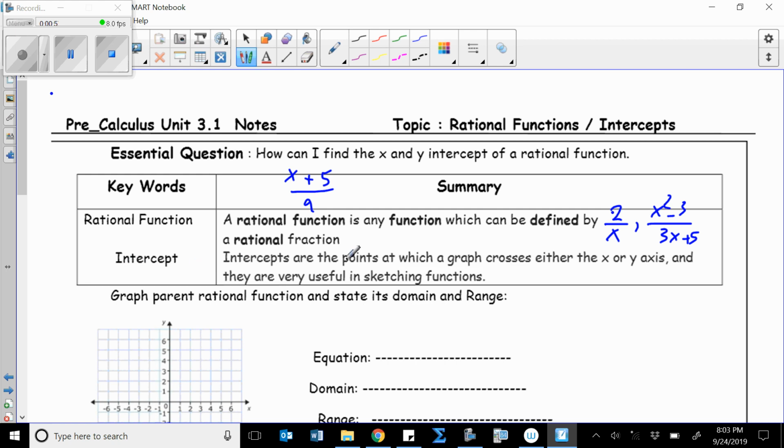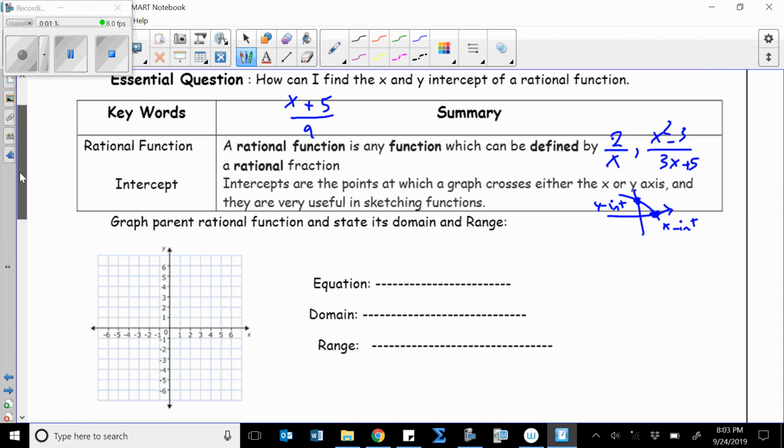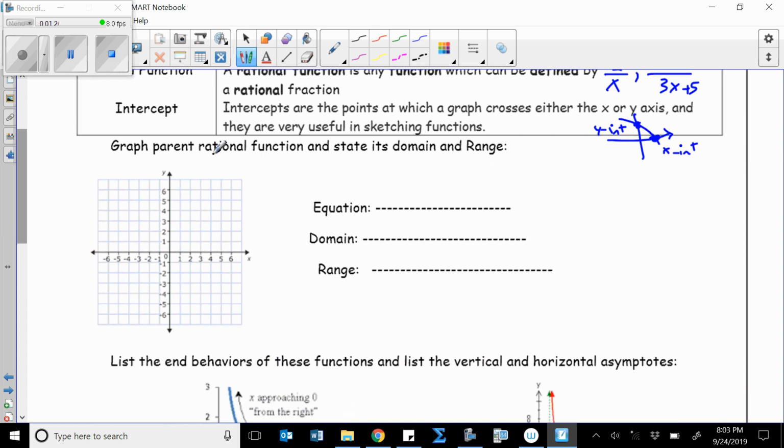Intercepts are the points at which a graph crosses either x or y axis. For example, if this is my graph, this point that my graph is crossing the x-axis is called x-intercept, and this one which is crossing the y-axis is called y-intercept. We'll talk more about intercepts later.